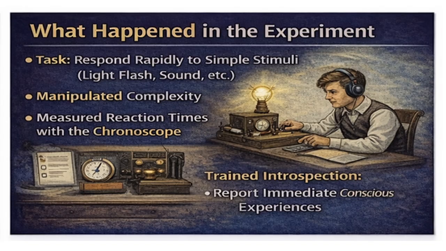Using instruments like the chronoscope, Wundt measured reaction times with remarkable precision for the era. Alongside reaction time measurement, Wundt employed trained introspection, asking participants to carefully report their immediate conscious experiences during the task.